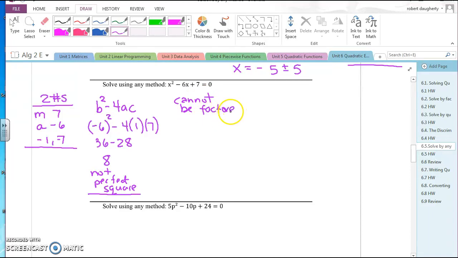So my only hope is the quadratic formula. I know it cannot be factored because I tried to factor and none of the possibilities worked. Or when I looked at the discriminant, that's not a perfect square. So now I have to use the quadratic formula.